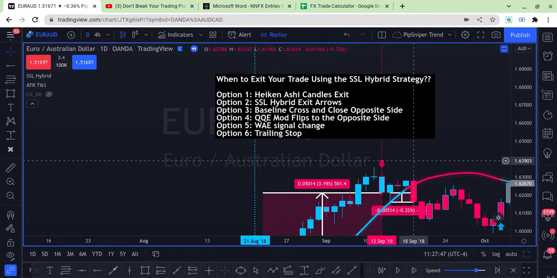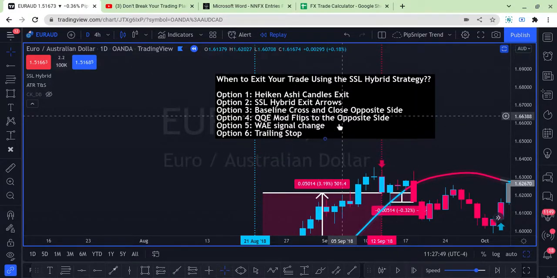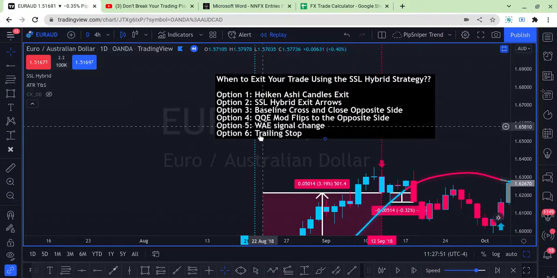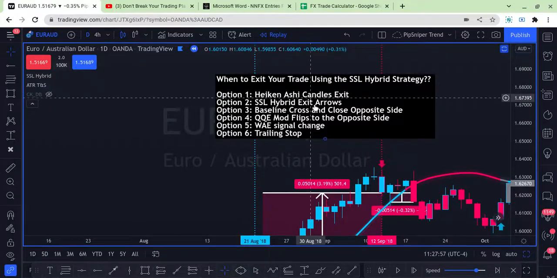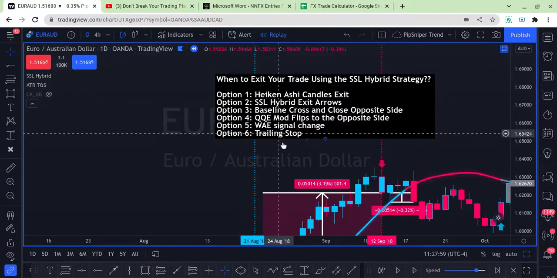Next video, I'm going to go over the QQE mod when it flips to the other side, and then the next video after that, the Waddah Attar explosion, again comparing both of these to the Heiken Ashi, and then the last one will be the trailing stop.